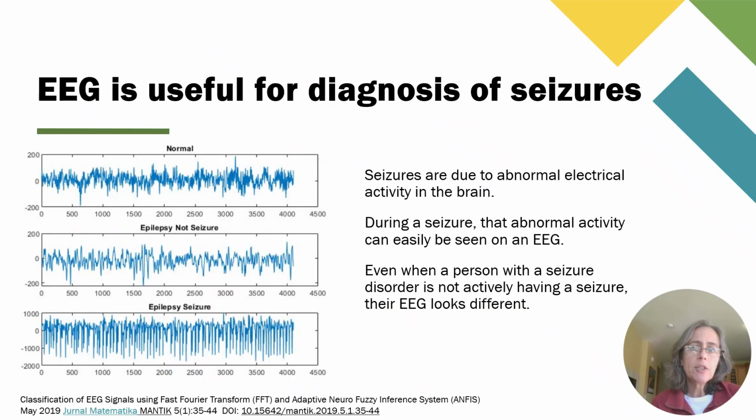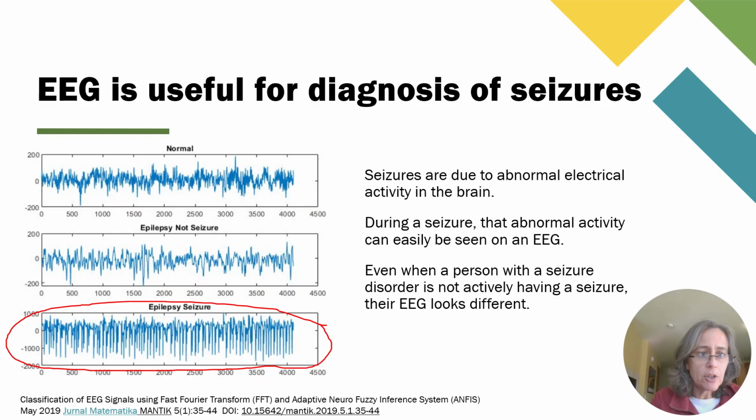So the EEG has been useful for helping us realize that different things are happening while we're asleep, and we have different stages of sleep, but it's also useful for the diagnosis of folks who have a seizure disorder. So we know that seizures are due to some sort of abnormal electrical activity that gets going in the brain, abnormal neuronal firing, which may cause muscle actions or may not, depending on the type of seizures. And during a seizure, we can actually see that abnormal activity.